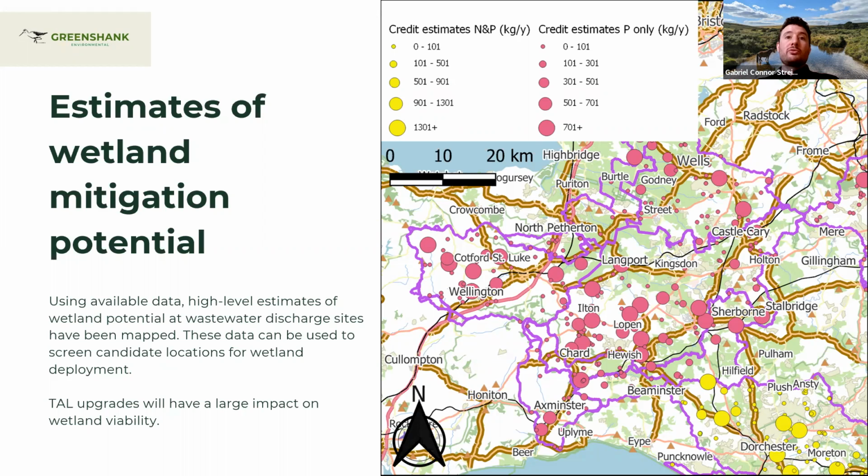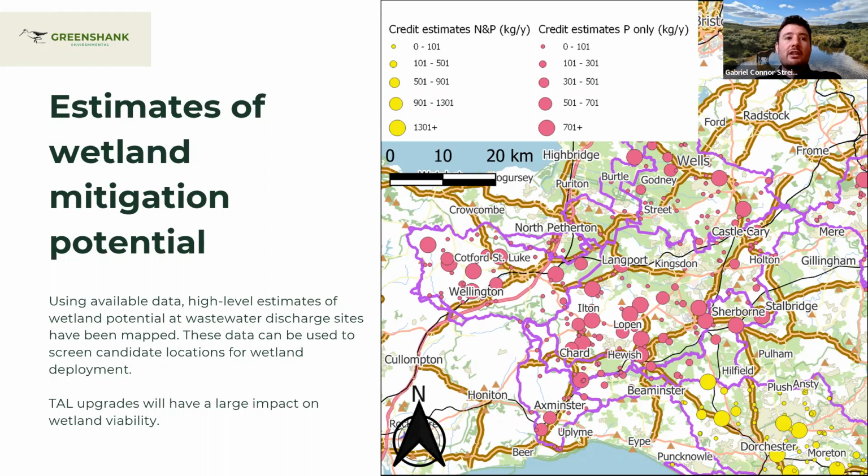But it's a useful initial screening exercise because it will tell us if we don't have the data available to begin to make one of these estimates, then that's an interesting initial starting point to know what we might need to understand about each of these wetland sites. And then also we can start discounting ones where we think it's not going to generate enough mitigation to warrant further investigation, based on the high level characteristics that the site has.